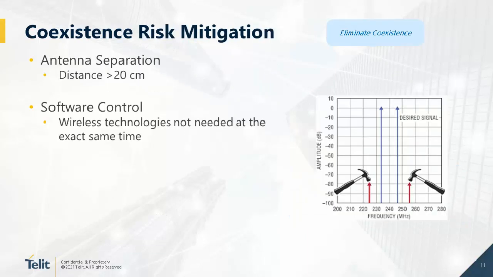When it comes to how we mitigate the risk of coexistence, it is to really eliminate coexistence, right? If you can define a use case that's scalable, that'll meet your requirements without having to transmit multiple wireless technologies at the same time, it really helps eliminate a lot of risk. It eliminates a lot of risk when it comes to RF performance and interference and your RF design. So it's really important here to determine if coexistence is really required.